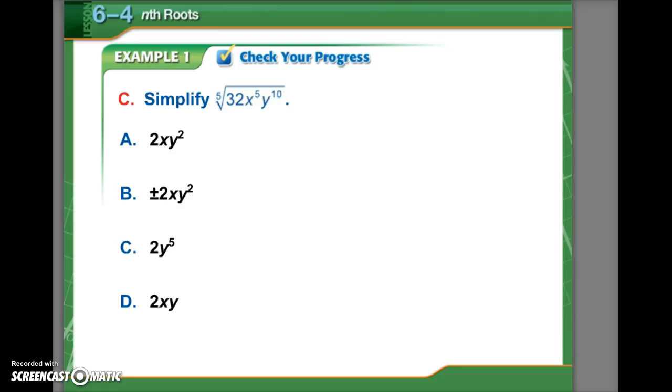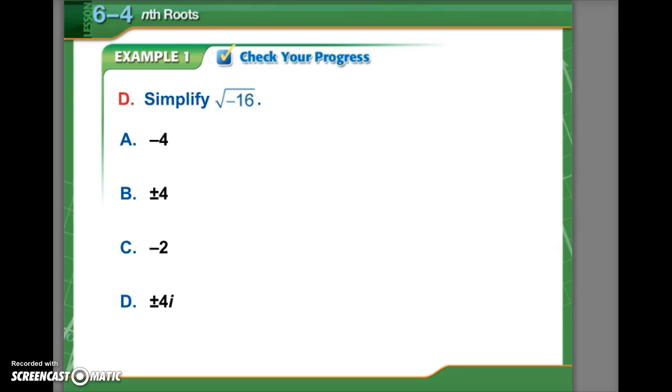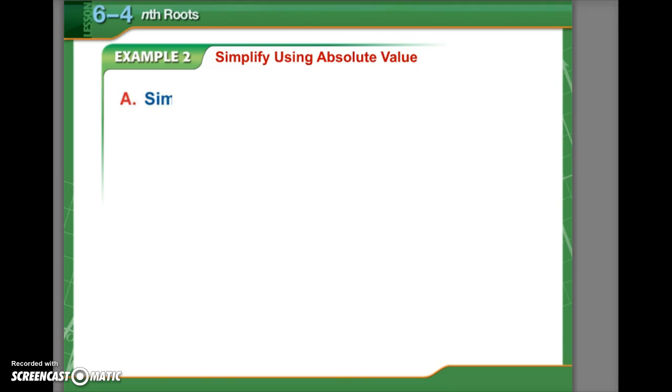And our answer this time is 2xy to the 2nd power. And part D, square root of -16. Pause the video as long as you need. When you have your answer, come on back. And our answer this time is, of course, letter D, plus or minus 4i. Okay, moving on to example 2.